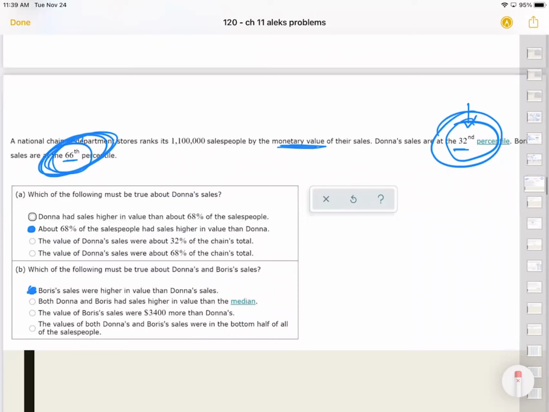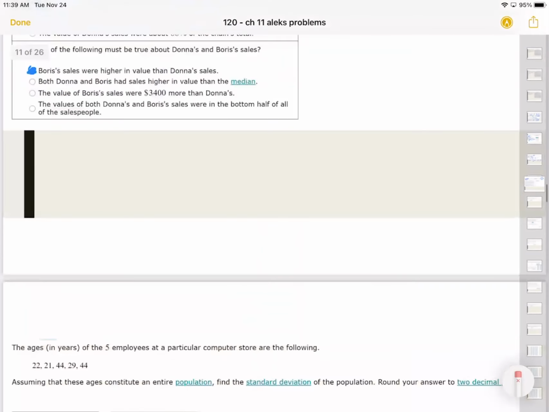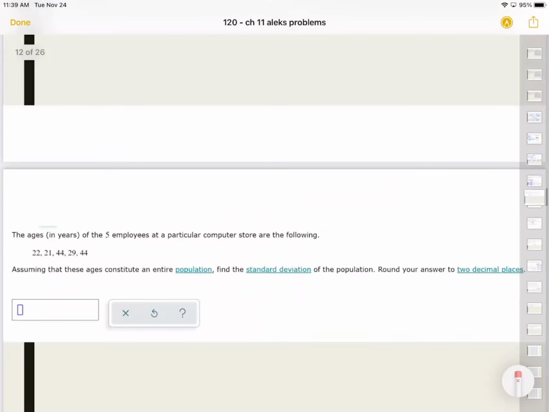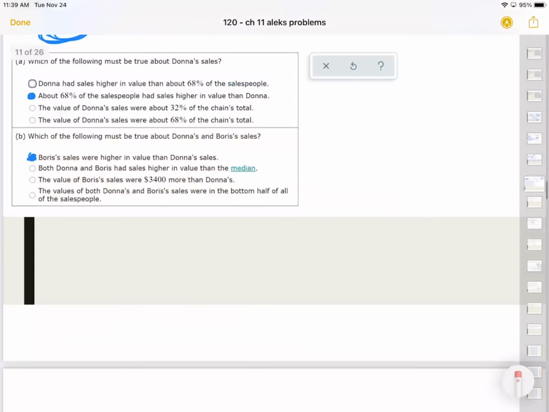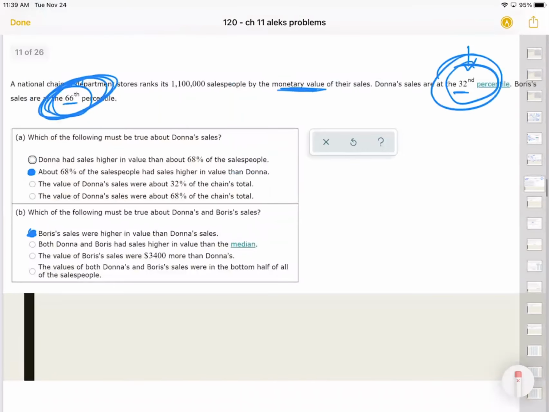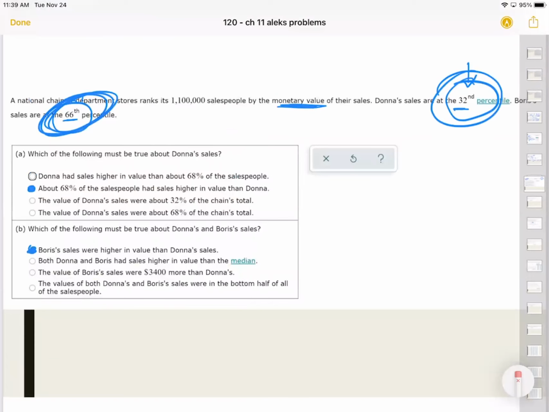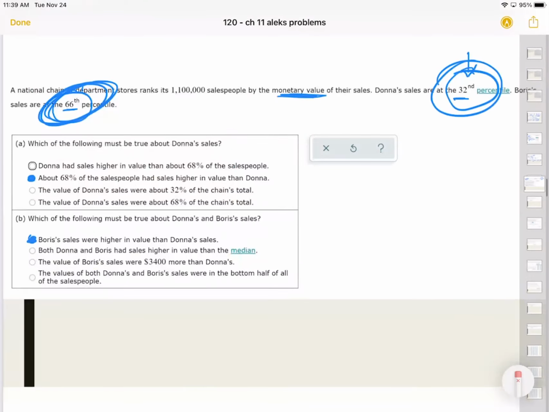Let's try one more, and well, I don't have one more to try. But I think most of the questions are the same. So take a look at those and see if you have a question. You can send me an email and I can explain it in detail.